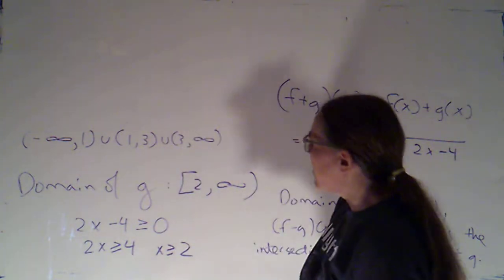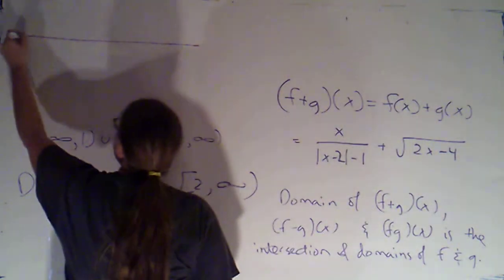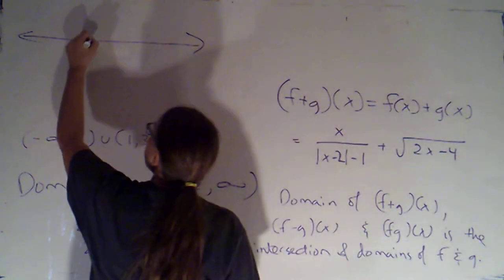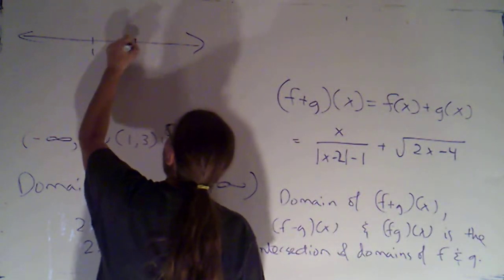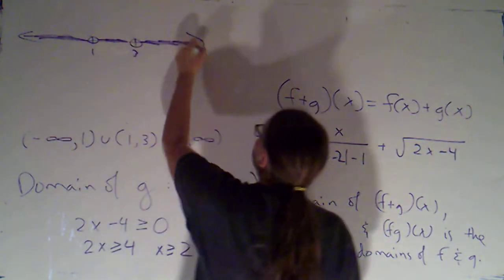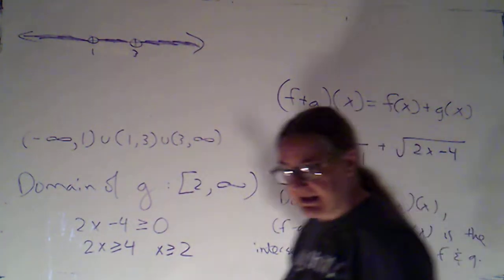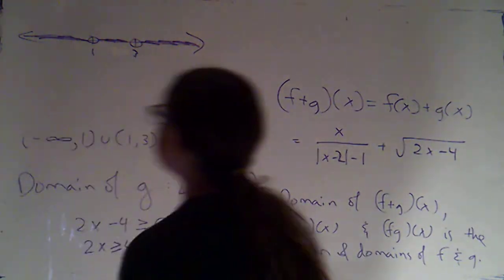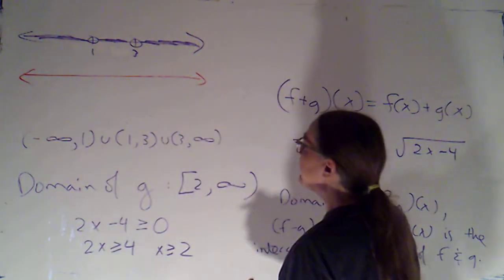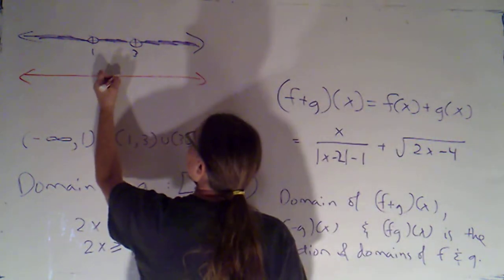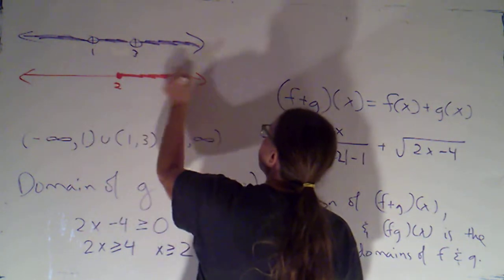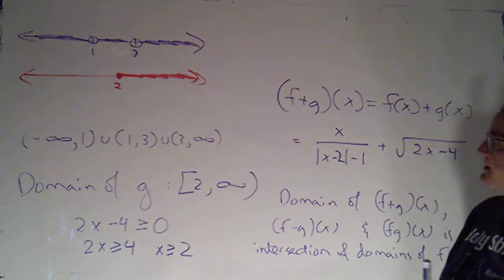So what I will often do is I find the graphs here to be fairly helpful. Okay. So we said for f, it was everything except 1 and 3. So I've got that shaded in purple. I'm going to use a different color for the domain of g. That was everything from 2 on. So I was including 2 and everything to the right.